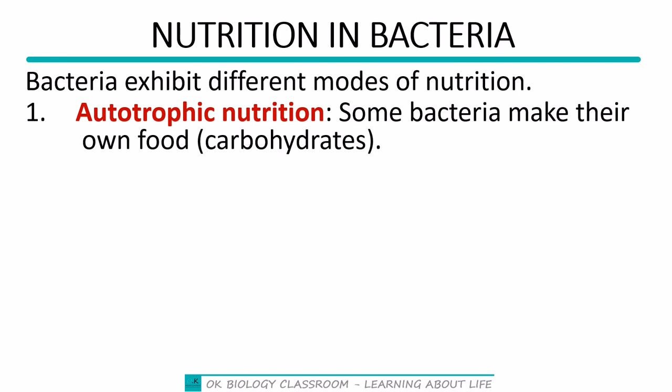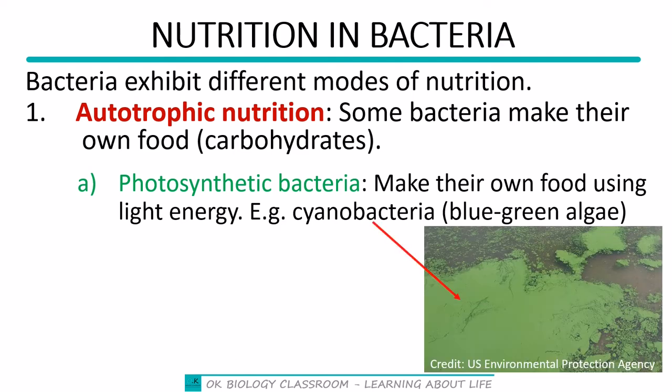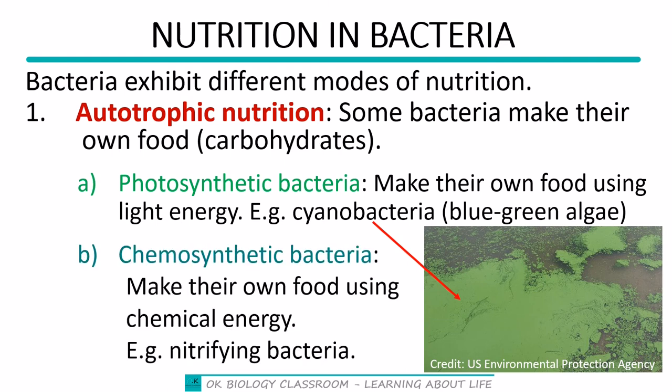We are starting with the autotrophic. And here we have said that these organisms are able to make their own food, specifically these bacteria. So we have those that are photosynthetic and they make their own food using light energy. Example is cyanobacteria, and what we refer to as blue-green algae. And then we have the chemosynthetic forms that also make their own food, just that their source of energy for making the food is not light, as in the case of the photosynthetic. Theirs, they get their energy from chemical reactions. So an example is the nitrifying bacteria.